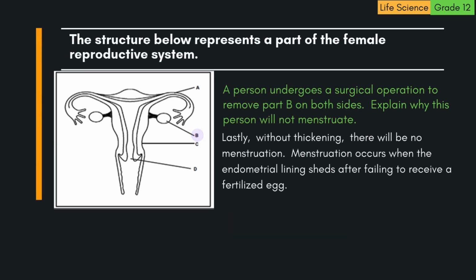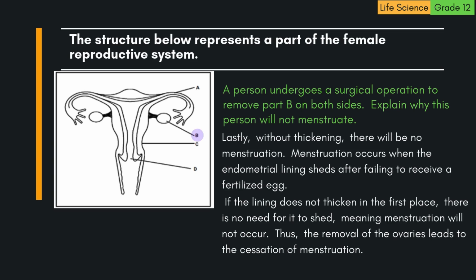Lastly, without thickening, there will be no menstruation. Menstruation occurs when the endometrial lining sheds after failing to receive a fertilized egg. If the lining does not thicken in the first place, there is no need for it to shed, meaning menstruation will not occur. Thus, the removal of the ovaries leads to the cessation of menstruation.